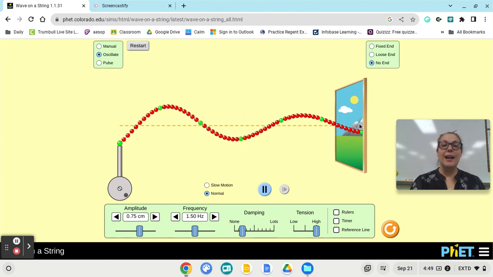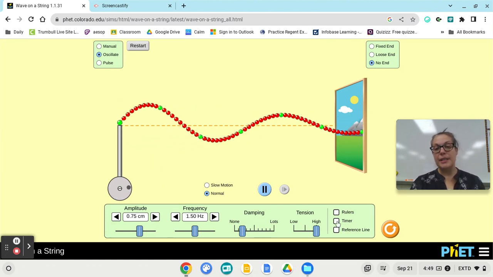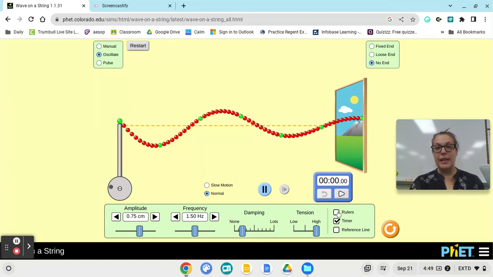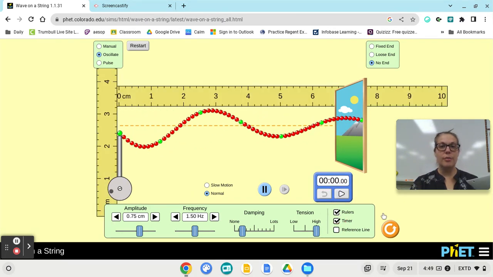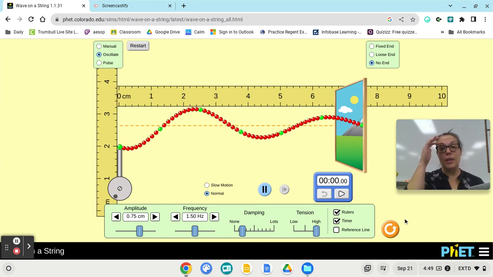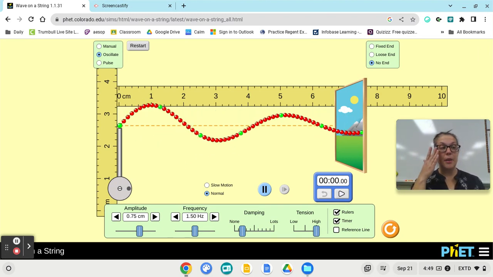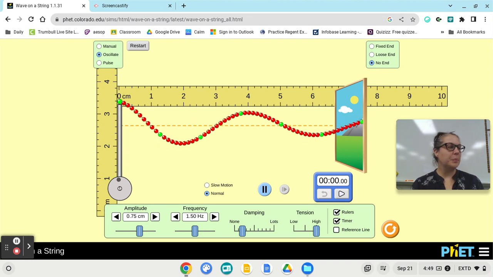We're going to select timer. Timer is down here in the lower right corner, and rulers. The rulers will be important when we are measuring the wavelength of a wave.